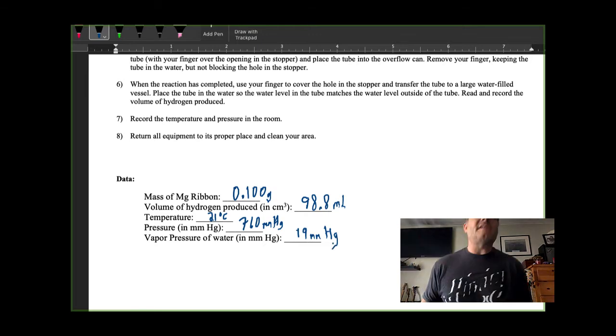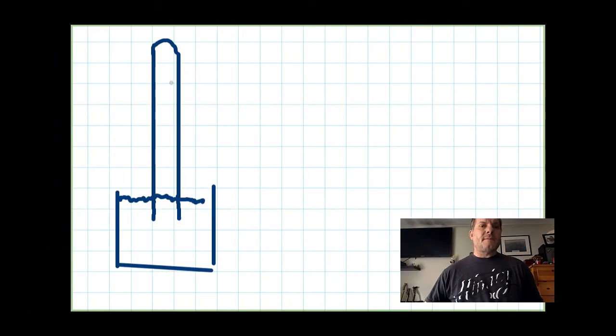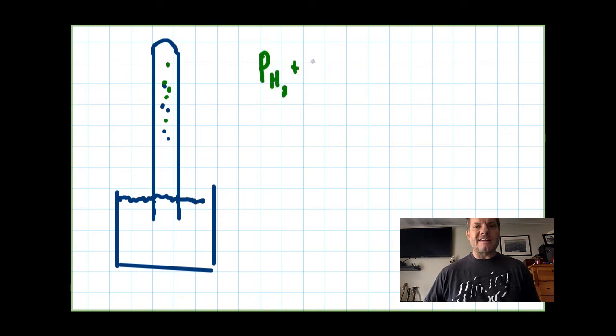Great. Now we've got all our data. So let's talk about why I had to equilibrate those liquid levels and how I'm going to use Dalton's law here in a second. So what we said is inside the tube we have our hydrogen gas, but we also have a little bit of the water vapor trapped in there. So the hydrogen pressure with the water pressure is going to equal the total pressure. We know that the pressure pushing on the outside, according to the weatherman today, was 760 millimeters of mercury.